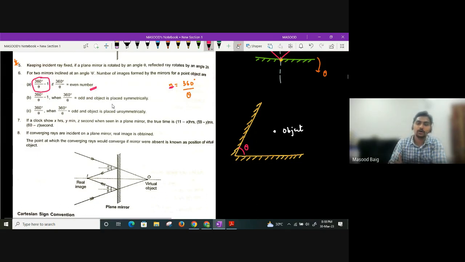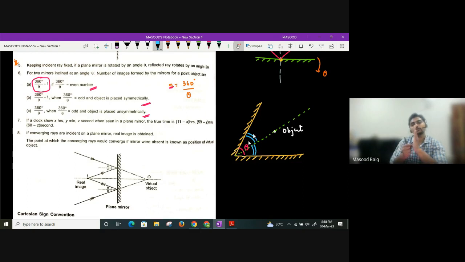Odd. So in odd, you have two cases. We need to check whether the object is placed symmetrically or unsymmetrically. What do I mean by symmetrical placement? Symmetrical placement means the object should lie along the angle bisector. Suppose this totally is 60 degrees, then symmetrical placement means this should be 30 and this will also be 30. If I take 120 degrees, then this should be 60 and this should be 60.